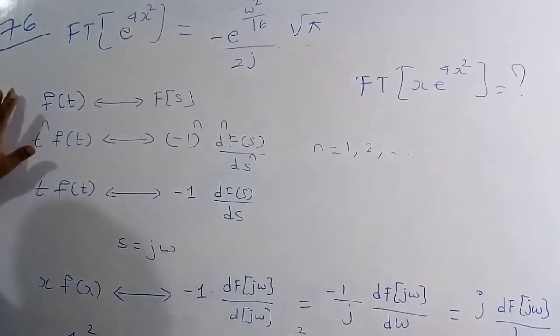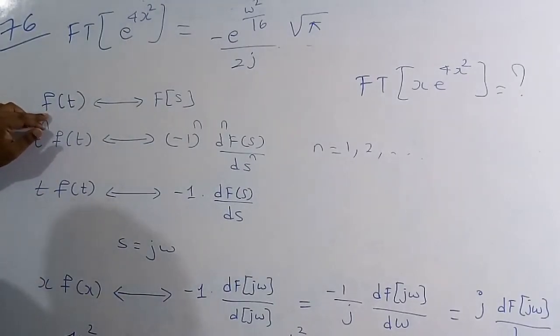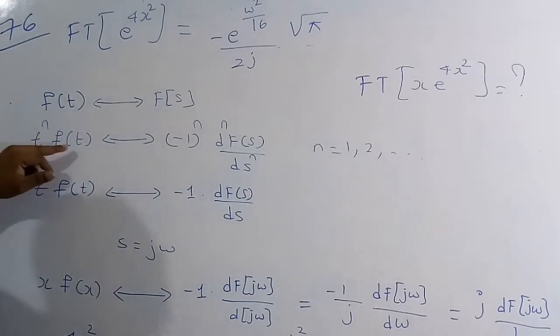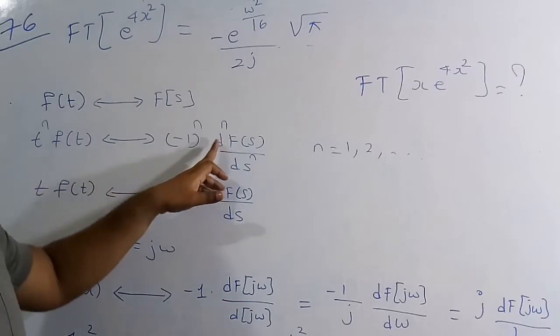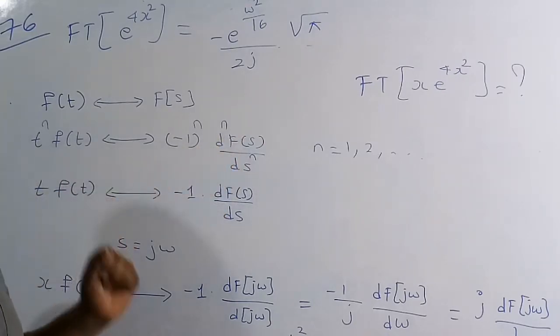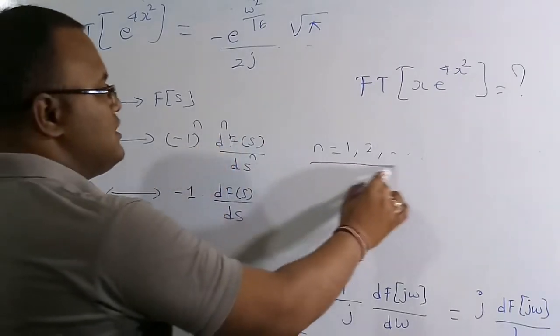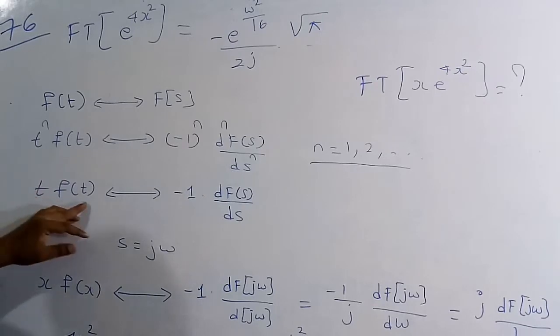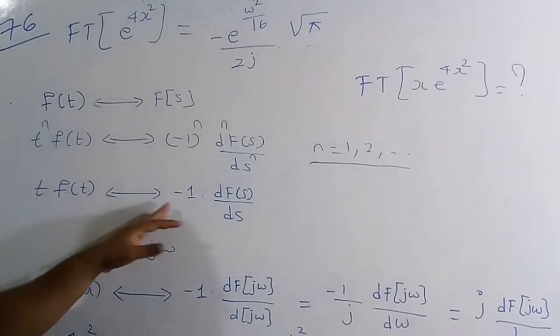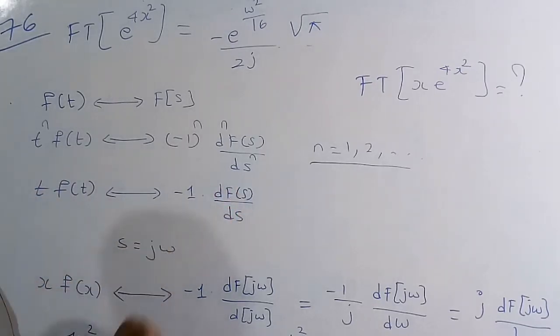In the Laplace transform, for f of t the Laplace transform is f of s. Suppose the function is t to the power of n into f of t; its Laplace transform is minus 1 to the power of n into the nth derivative of f of s with respect to s, where n ranges from 1 up to infinity. Now if I substitute n is equal to 1 in this expression, I get t into f of t giving a Laplace transform which is minus 1 into df of s by ds.